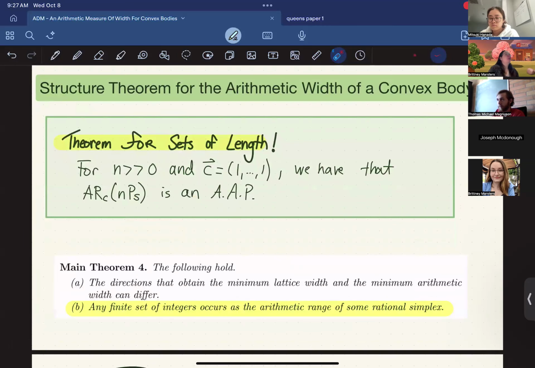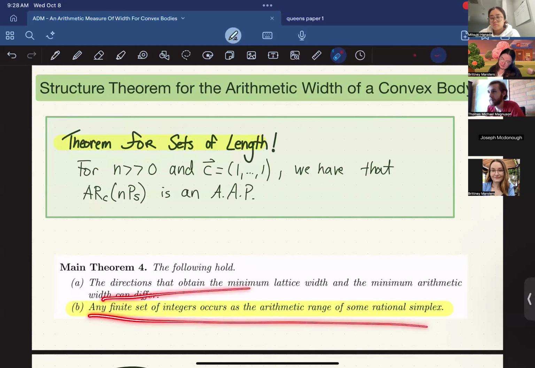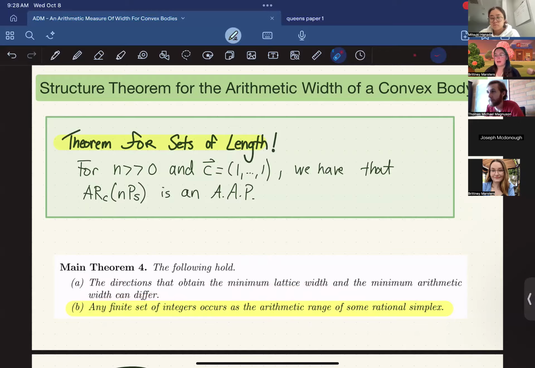Now, looking back to the theorem for sets of length, a really nice corollary that we're going to get is that any finite set of integers is going to appear as the arithmetic range of some rational simplex. We don't have any constructive way at the moment to find which one it is, which dilate of which numerical semigroup polytope, but any finite set of integers can be thought of in this way, and that's kind of nice.